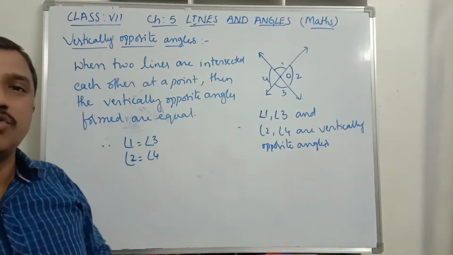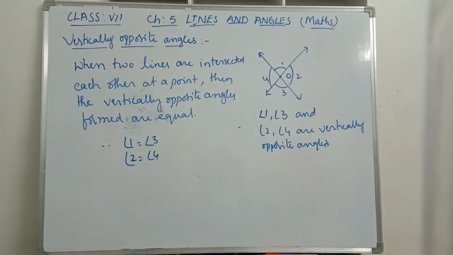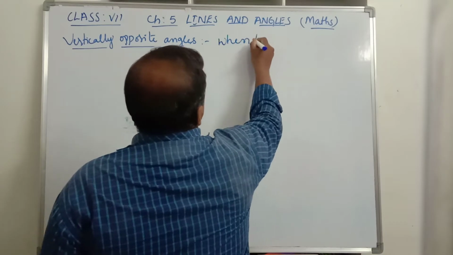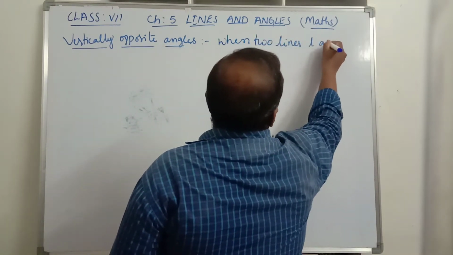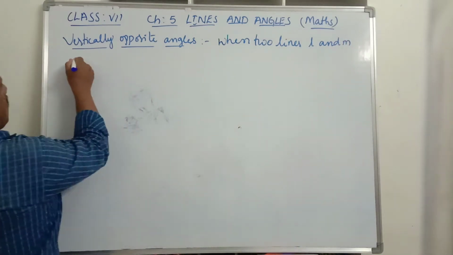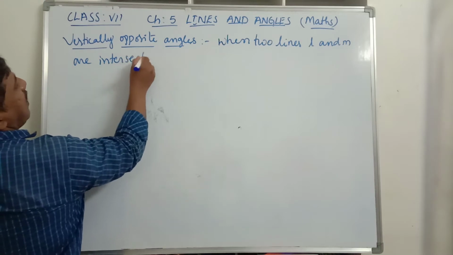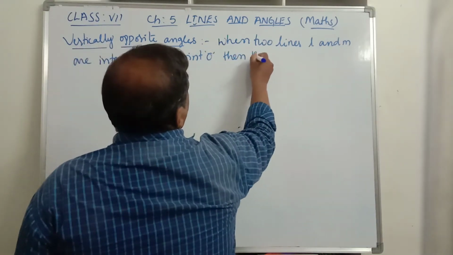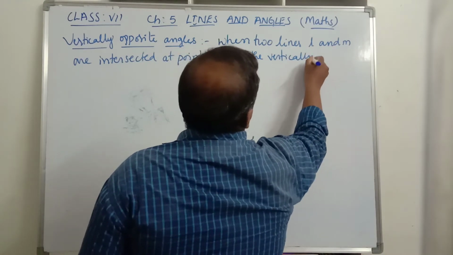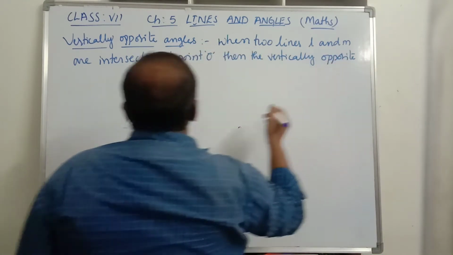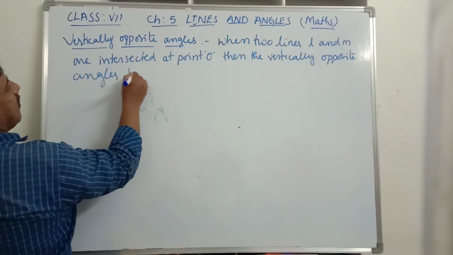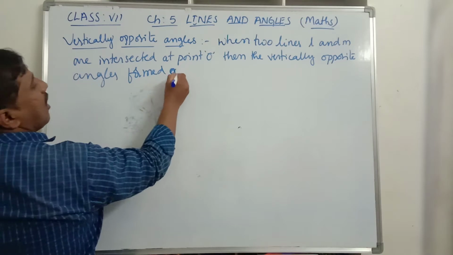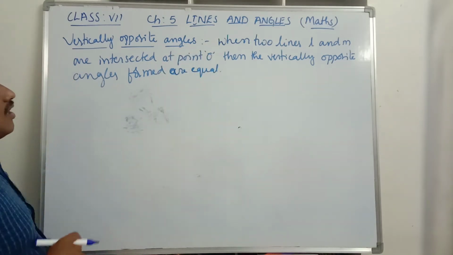Now we will prove this using our geometrical theory. See here, when two lines L and M are intersected at point O, then the vertically opposite angles formed are equal. So that is what we have to prove here.